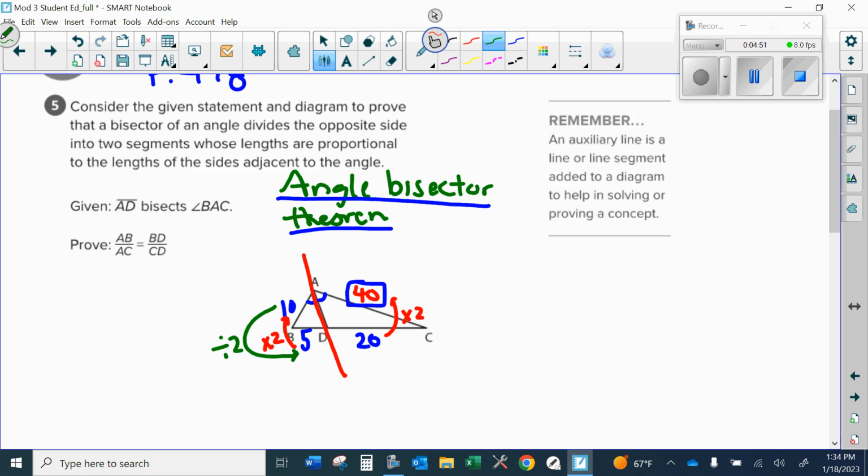Now, as far as setting up the proportion, it doesn't matter which way you set it up. So I can go 10 over 5. If I go 10 over 5, I have to do the same corresponding sides on the other side. That would be x, because that's what we're solving for, over 20. And then, of course, I can say 5 times 4 is 20, and therefore 10 times 4 is 40. Okay, shortcut. Obviously, you could cross multiply and get 5x equals 200, and then x equals 40.